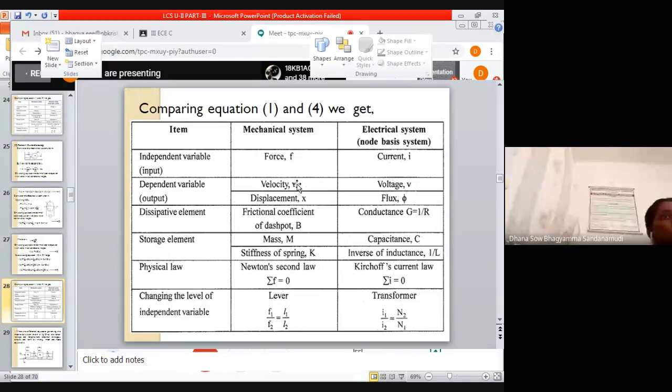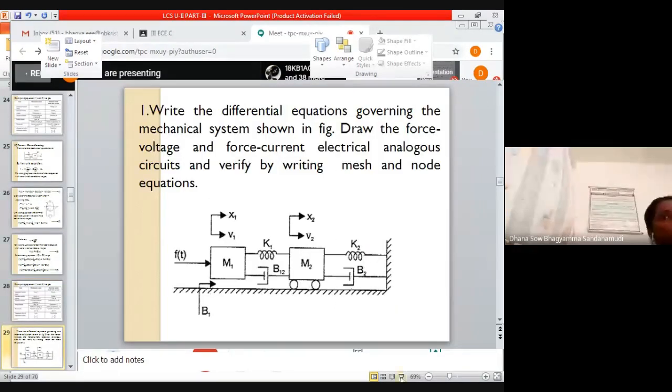If you see here, the force is analogous to current. Velocity is analogous to voltage, displacement is analogous to flux, friction is analogous to 1 by R, or conductance I can say. Mass is analogous to capacitance. Stiffness of spring is analogous to 1 by L. Newton's second law is analogous to Kirchhoff's current law. So if you remember these analogous terms, we can solve the problems. Let us see how to solve the problems one by one.